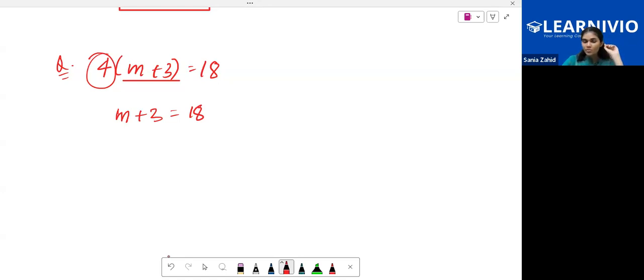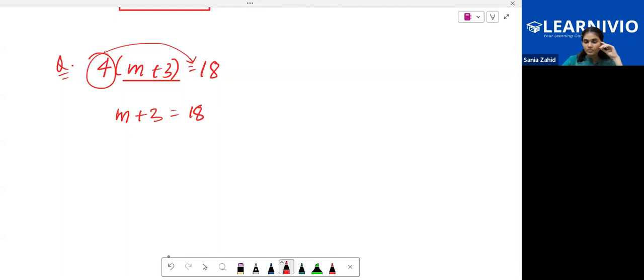So 4 is being multiplied, divided, added or subtracted over here. What is happening with 4? First 4 is multiplied by m, so 4 is being multiplied by m plus 3. 4 is being multiplied, so just remove this 4 and bring it over here. So now what will happen with 4?